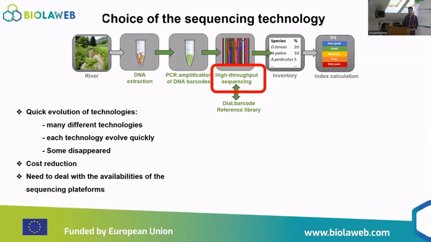So yes, there are several points I would like to list here. The first one is that there is a really quick evolution of the sequencing technologies. And I have the impression, and I think it's true, that more and more different technologies were available on the market. And also inside each technology, there are some quick evolutions. And I would like also to add that some disappeared. So this is the first point. There is also a cost reduction, which is the second point. And the third point, there is a need to deal with the availabilities of the sequencing platforms.